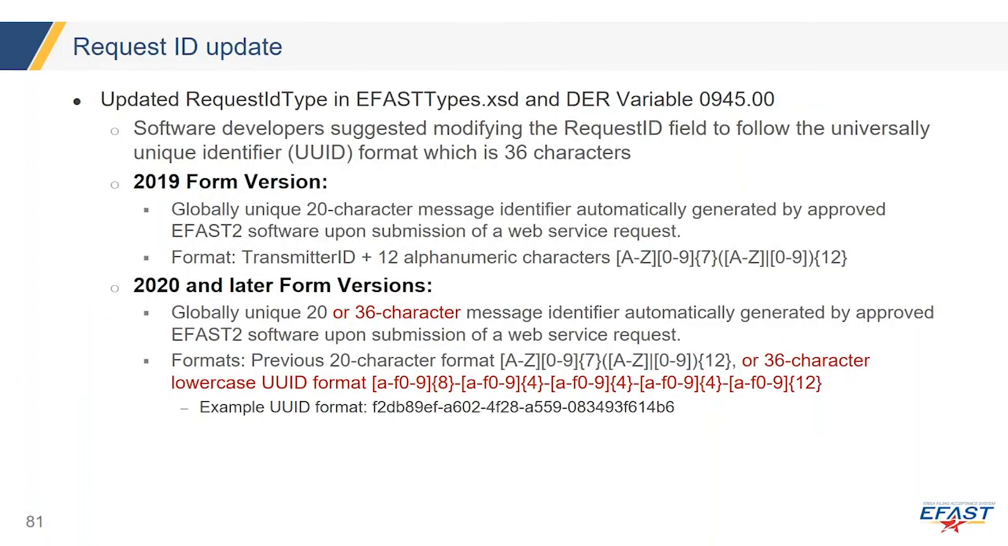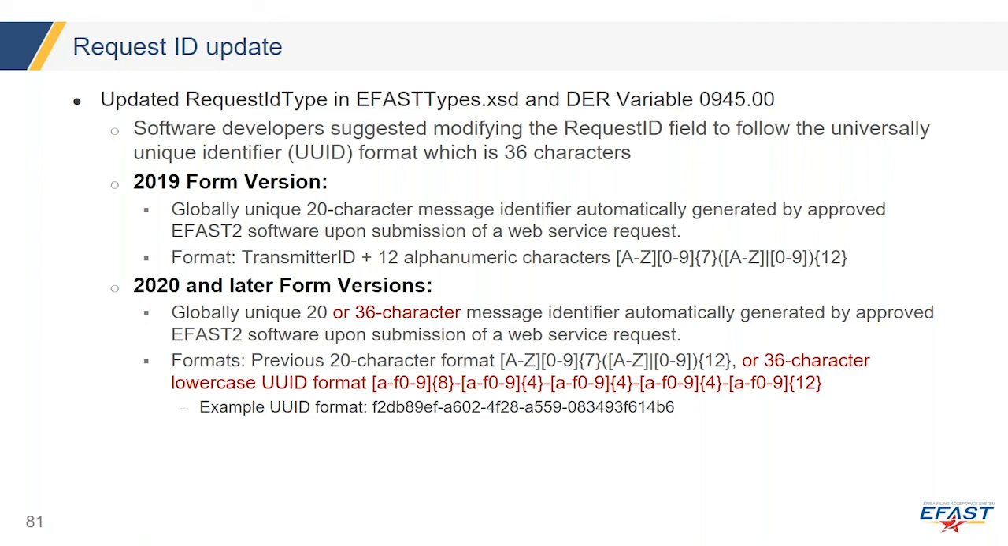The other change this year, we talked about this last year at the conference, if you were in attendance, is that we are updating the request ID format. This is DIR variable 945, and this is to allow a wider range and expanded character set within the request ID, which has been a cause of some errors in the past.